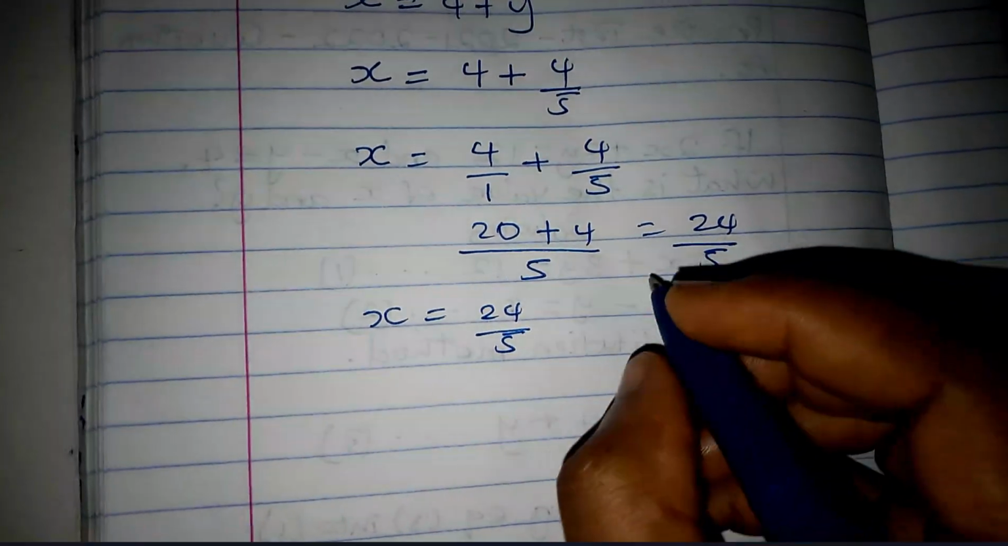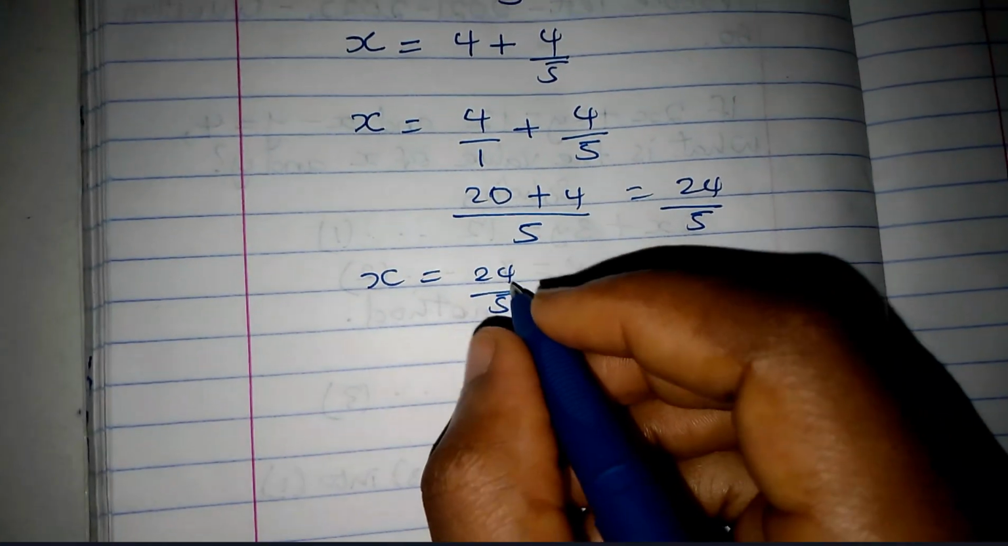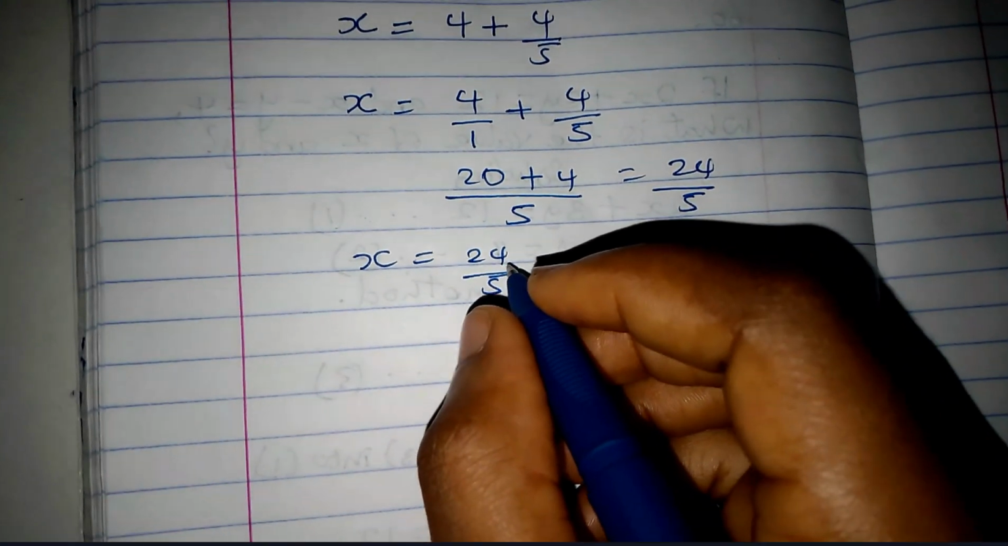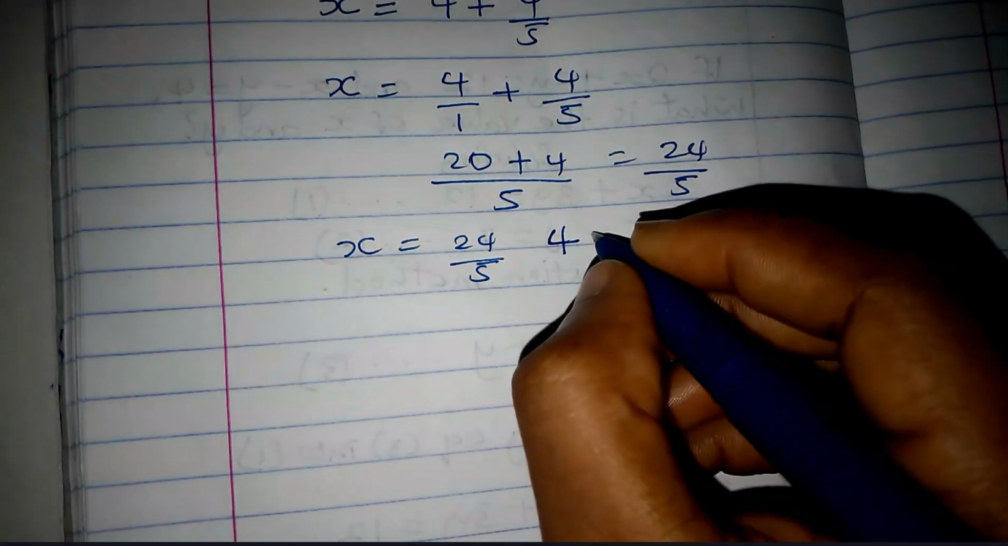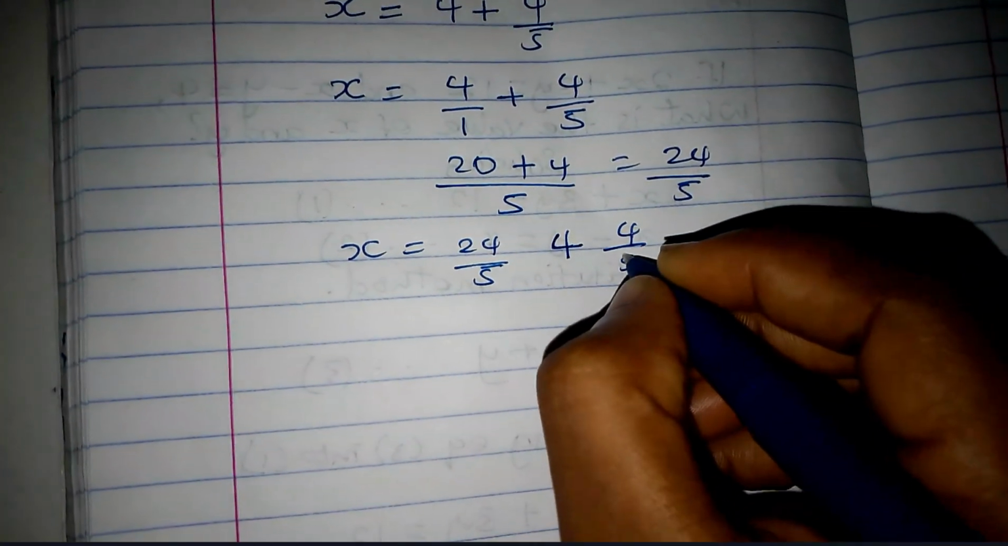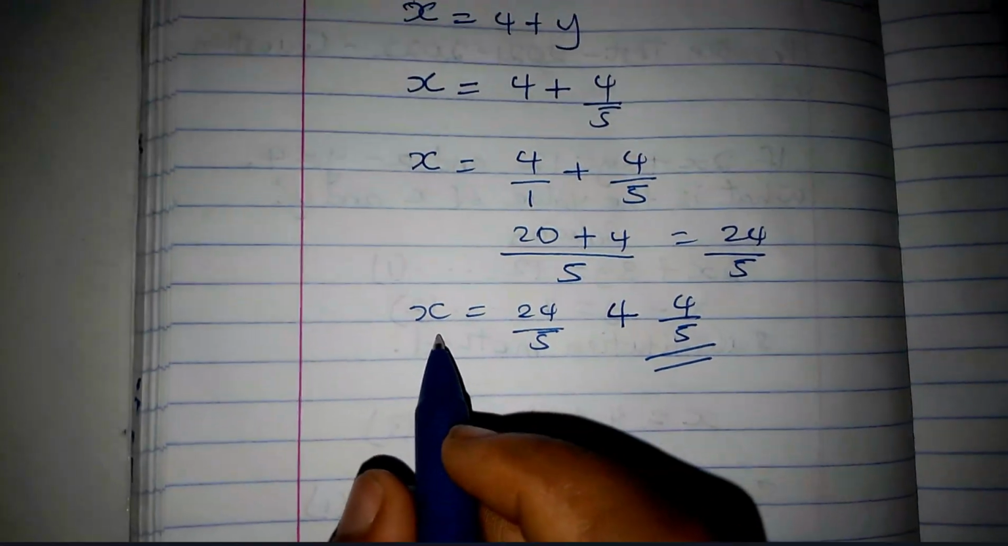In order to simplify it more, if we want, 5 can go into 20, and if 5 goes into 20, we're going to have 4. So that's going to be 4 as a whole number, remaining 4 over 5. So 4 whole number, 4 over 5. That is what x actually is.